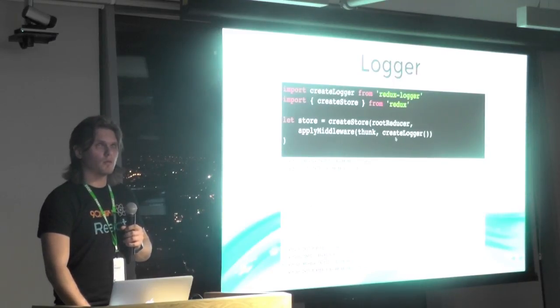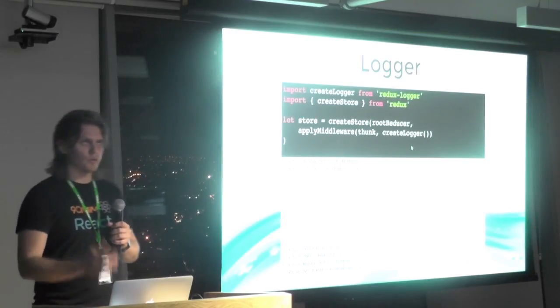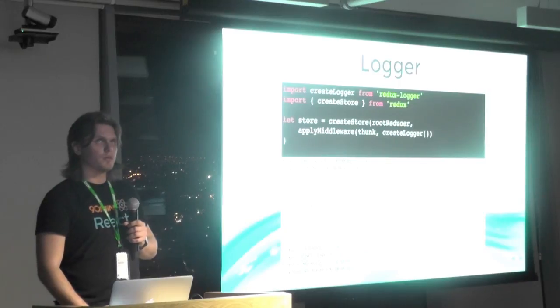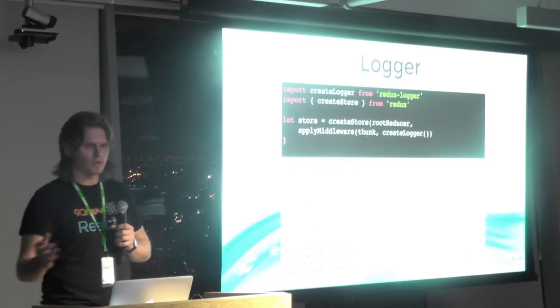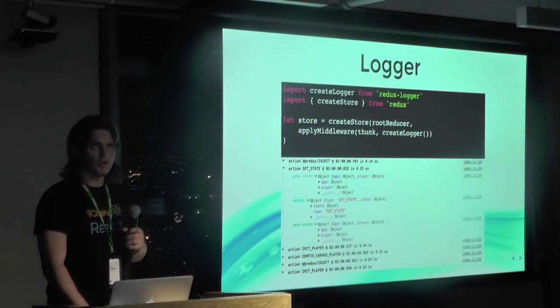Basically, what happens when a dispatch call is triggered, it goes inside the createLogger middleware. The createLogger middleware adds custom functionality to the dispatch, and then it passes it to the next middleware in the chain. In our case here, it's thunk. It can be other middleware, it can be a Redux generator, async, whatever. There are lots of them.